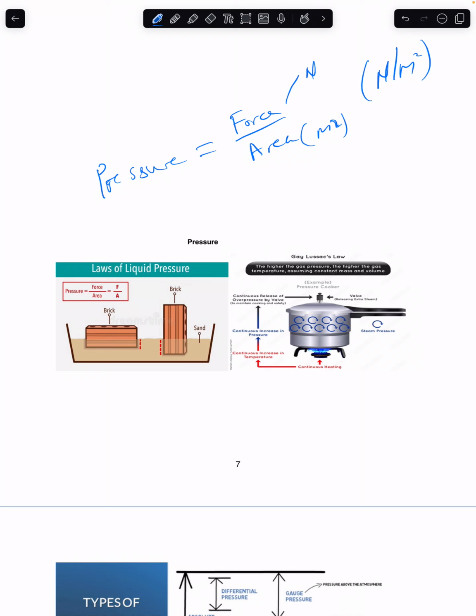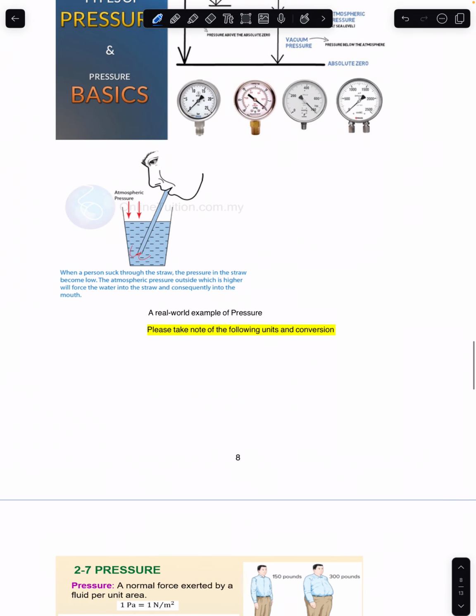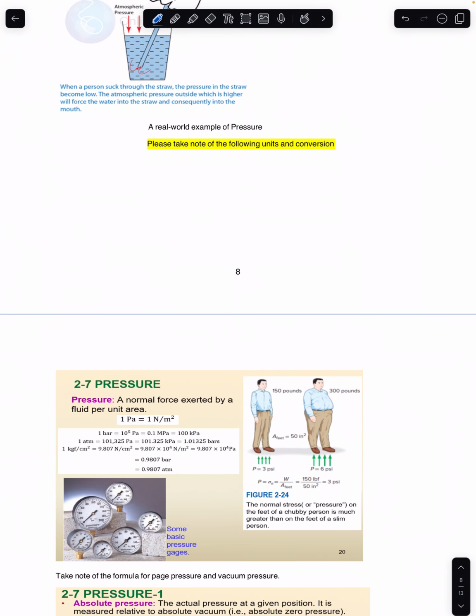So these are two real world examples where you can really see a real life aspect of pressure. For a pressure cooker, we see that there is an increase in temperature and it causes a rise in pressure inside the pot. And when you drop a piece of wood in water, it could be a brick, there is a pressure on that system which we could determine by knowing the force of the brick and the area of the brick. So let us look at some real world example on pressure.